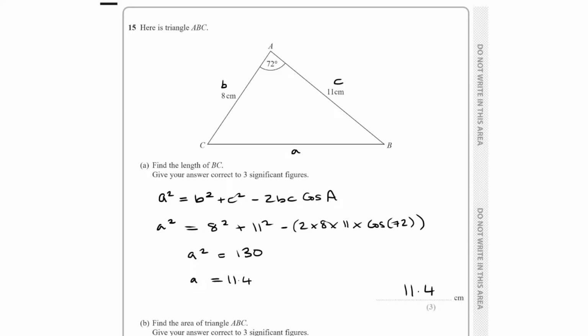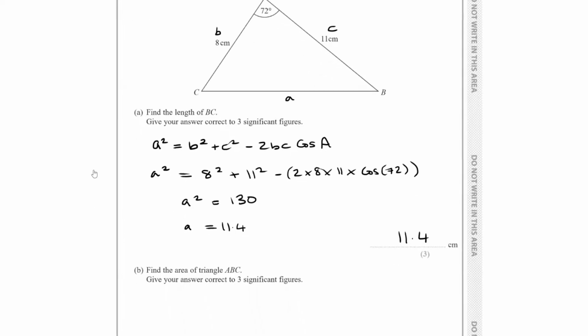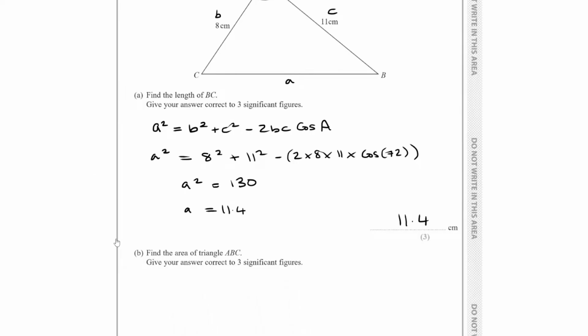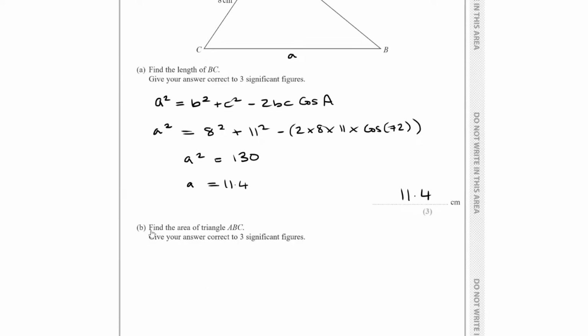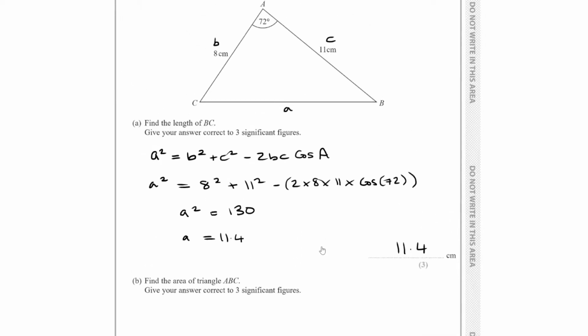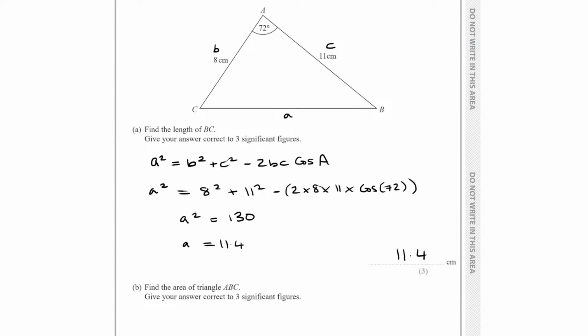So yeah, 3 marks, that's quite nice. As long as you can identify which one it is, then yeah, it's quite easy. Part B is then find the area of the triangle. So I'm just going to come back so you can still see it. Just check. Yeah, you can still see all of that, can't you?